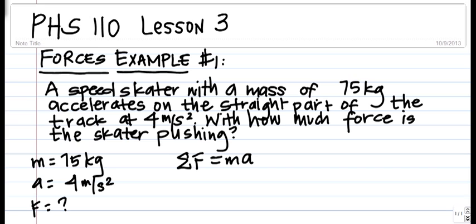This funky symbol in front of the F is your sigma. It's the summation of forces, when you add all your forces up. In this case, we only have the one speed skater, so we don't have anything to add.